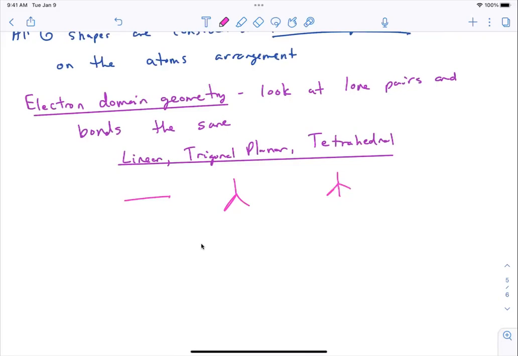What I was saying is that if you don't have any lone pairs on the central atom, Juan Diego, the geometries are the same name. That's all I was saying.